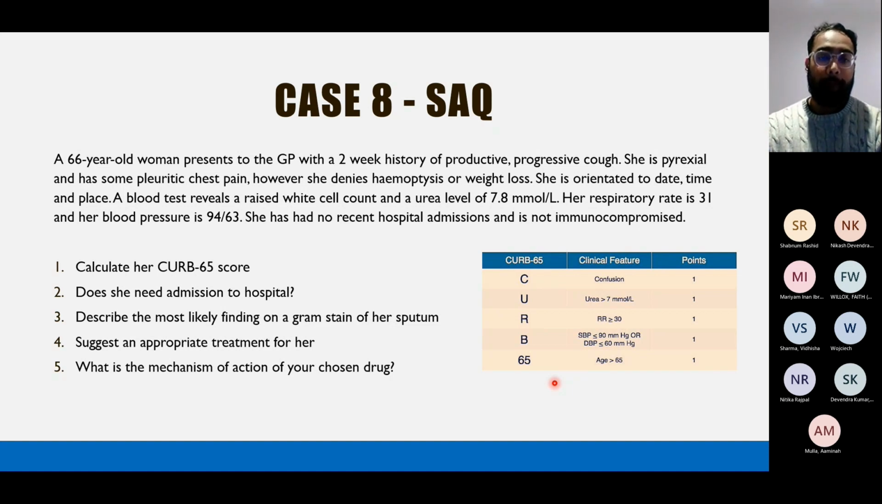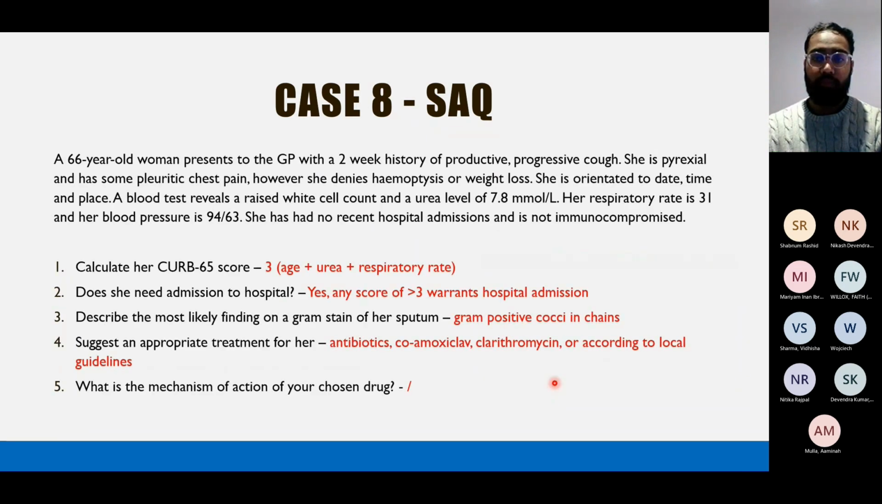And then the Gram stain. So, CURB-65, you got those 3 points. She needs hospital admission. And then the Gram stain, the most likely cause of community-acquired pneumonia. Again, there are different types of pneumonia. There's no mention in the history that she's been in hospital, no mention of ventilators, or that she's immunocompromised. So you can say that this is community-acquired pneumonia. The most common cause of community-acquired pneumonia is Streptococcus pneumoniae, which is a gram-positive cocci in chains.